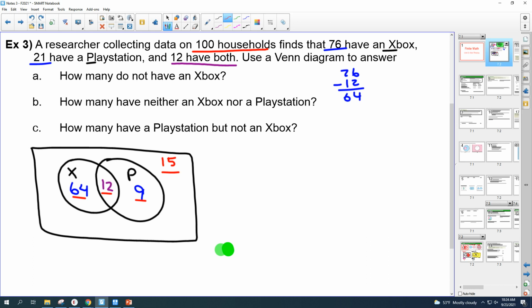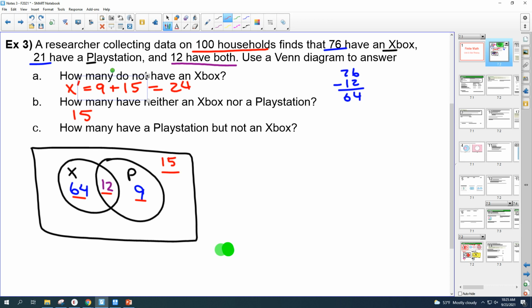Once you get these numbers in, it's pretty easy to answer the questions. How many do not have an Xbox? Okay, so we're looking at not X, right? Not X. So look at the numbers that do not have an Xbox. That would be, what, 9 plus 15 is 24. 24 people do not have an Xbox. How many have neither an Xbox nor a PlayStation? Well, that's just 15, right? That's the people that don't have either one of them.